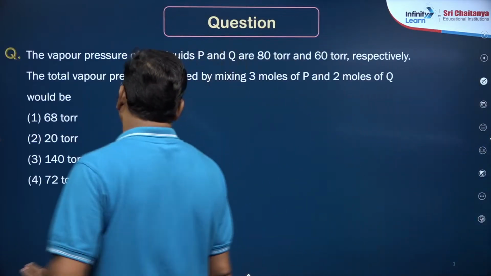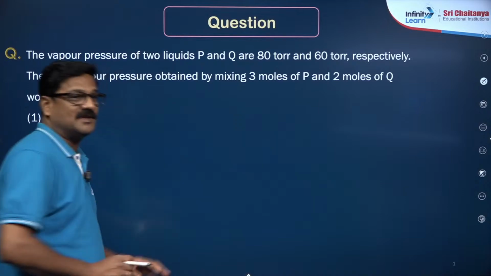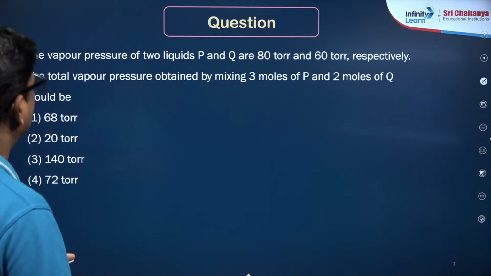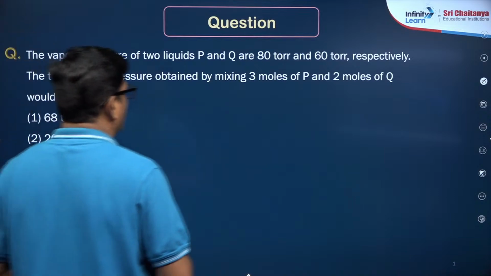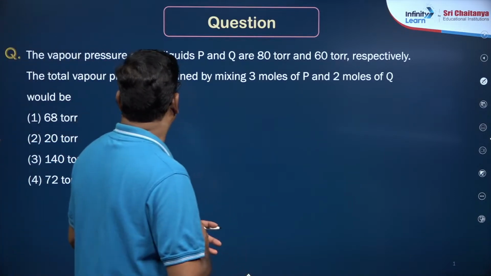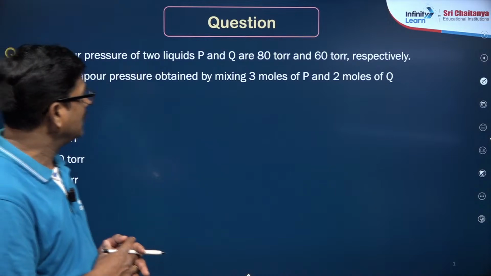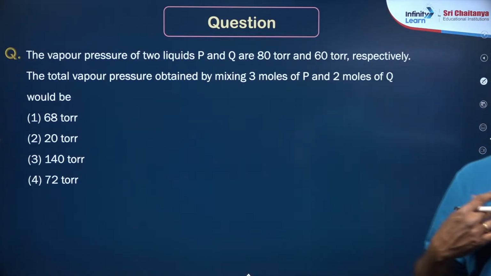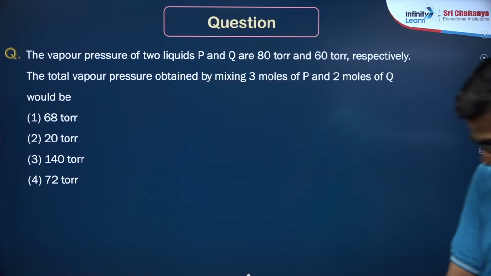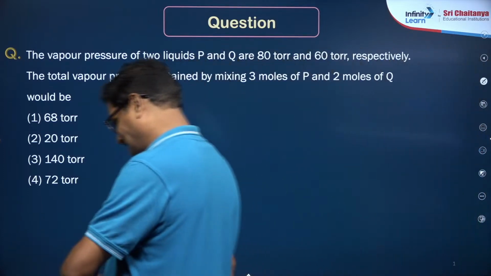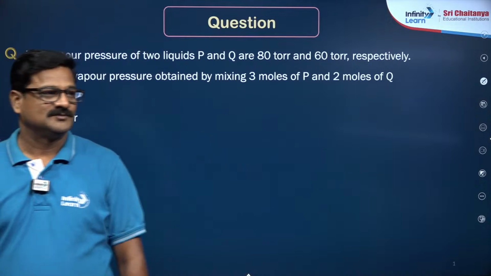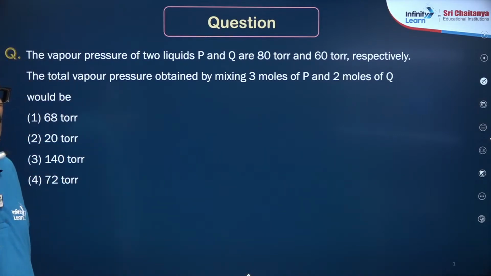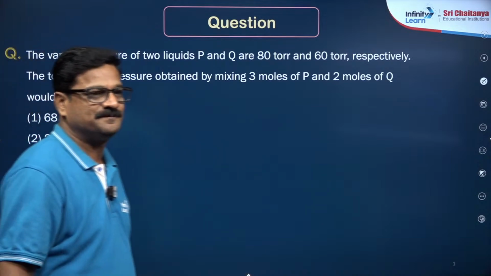Now the vapor pressure question. The vapor pressures of two liquids P and Q are 80 torr and 60 torr respectively. What is the total pressure obtained by mixing 3 moles of P and 2 moles of Q? Who wants to solve it, you or should I? I am giving you one minute. No need to hurry. Put your answer option in the chat box.